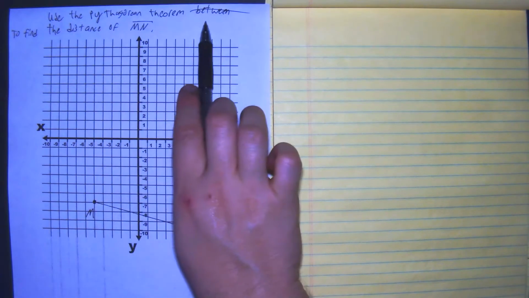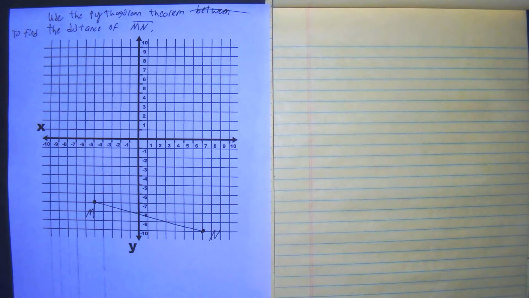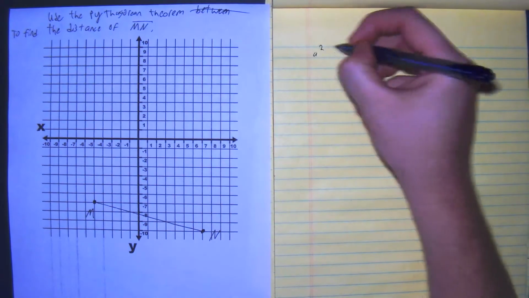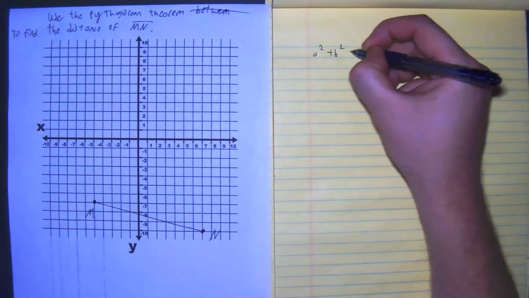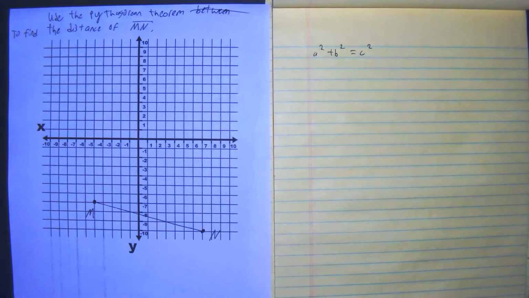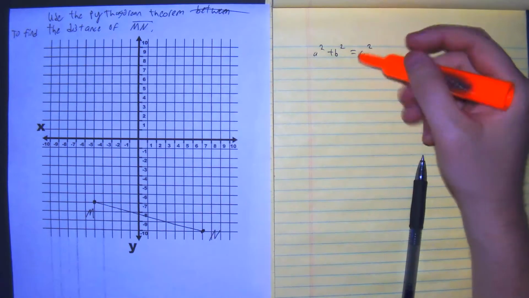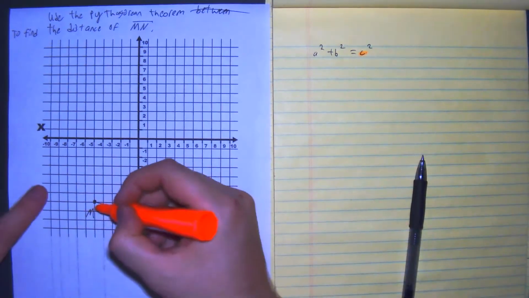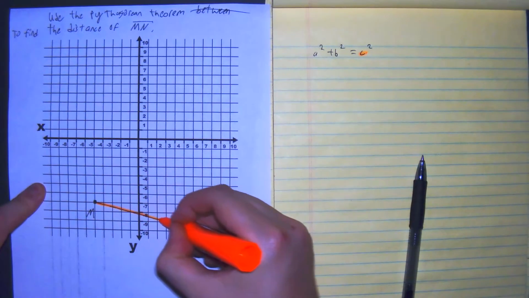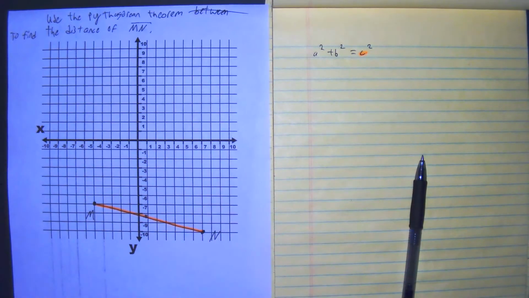Alright, we're going to use the Pythagorean theorem to find the distance of line segment MN. So we're going to be finding the distance using the Pythagorean theorem. The Pythagorean theorem is a squared plus b squared equals c squared. So the distance is always this value, this c. Distance from M to N.